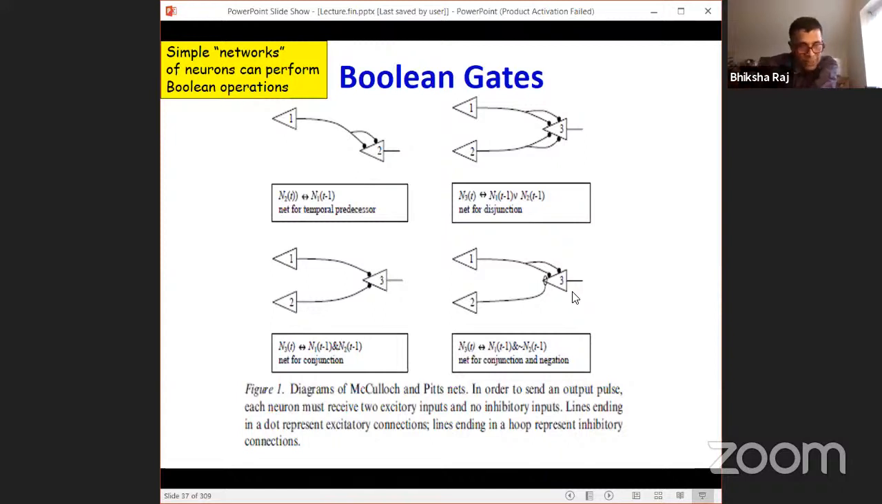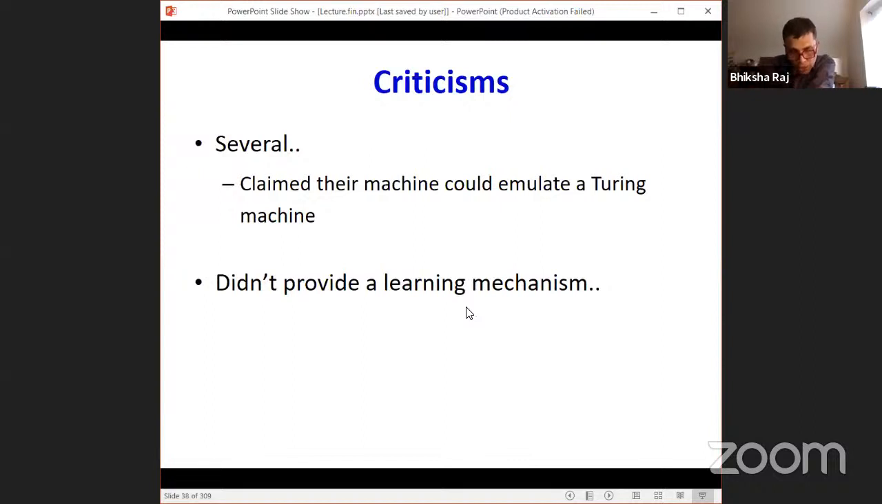And once you begin composing these units, you realize you can compose pretty much any Boolean circuit. And so they showed that you can compose all kinds of really complicated Boolean circuits with this simple McCulloch and Pitts model. But then it was kind of incomplete. They made some exaggerated claims. They claimed their machine could emulate a Turing machine, which it cannot because it's finite state.